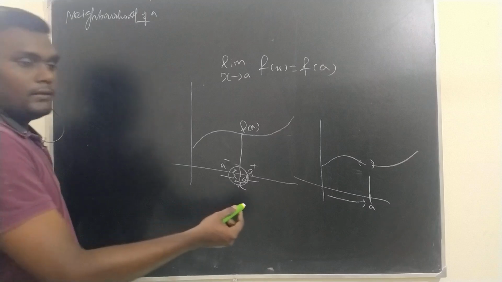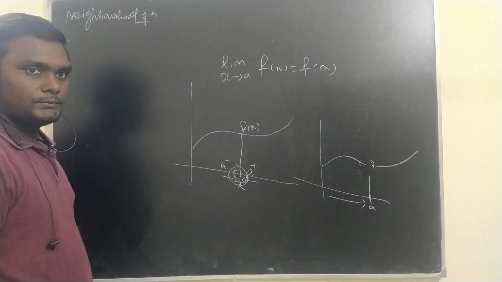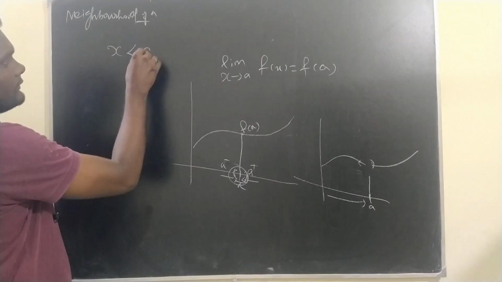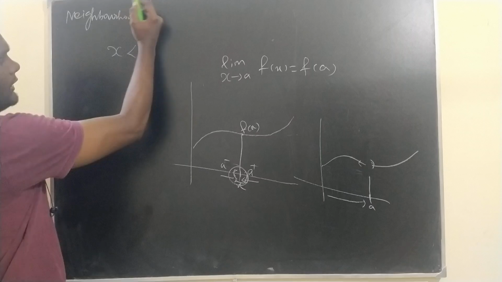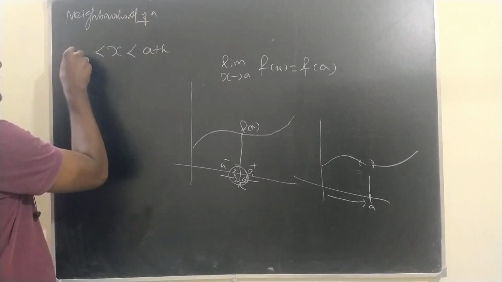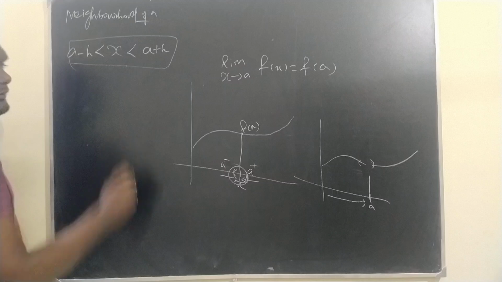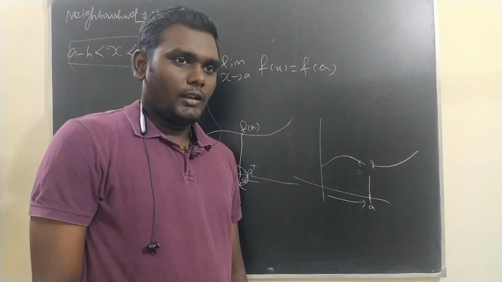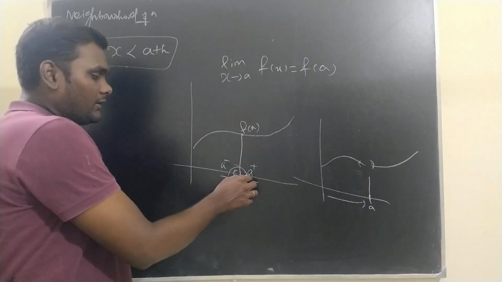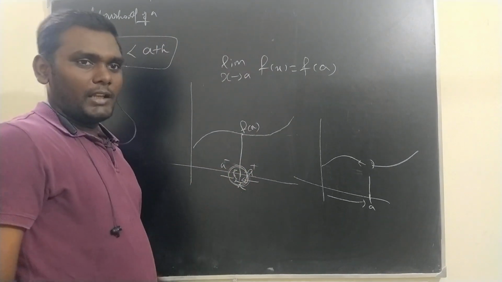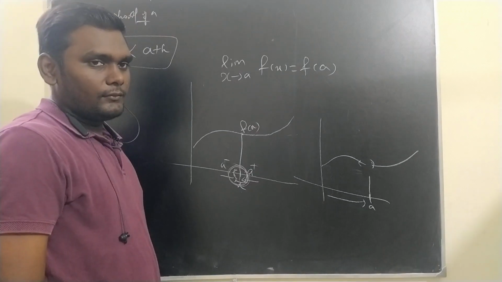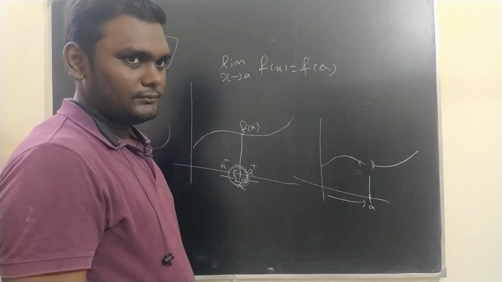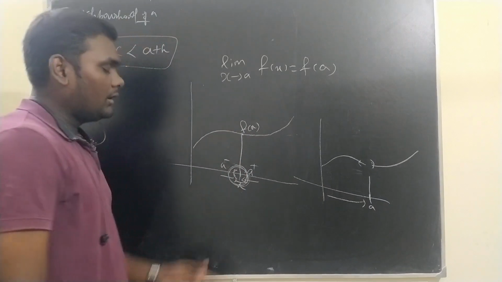See, the neighborhood of A means the value of x will lie between A plus h and A minus h. Between these only the value lies. A small interval of some radius. So a function is defined in this kind of neighborhood, and we are going to check the differentiability of the function. What is derivative? The differentiability of the function.